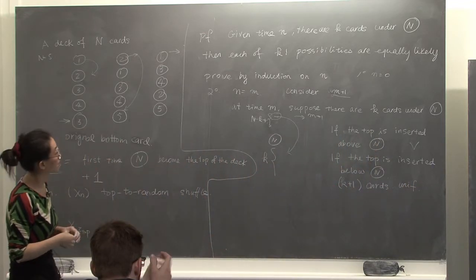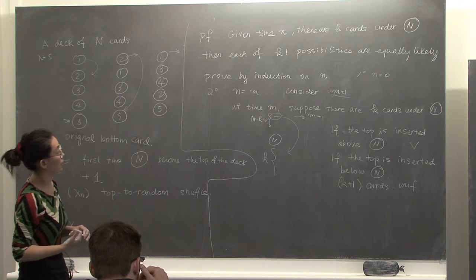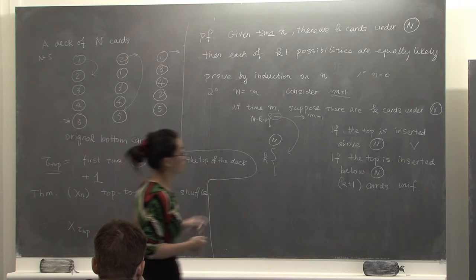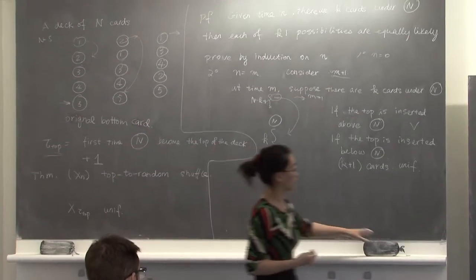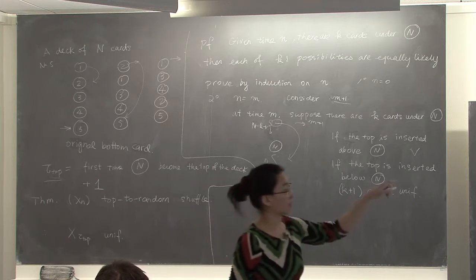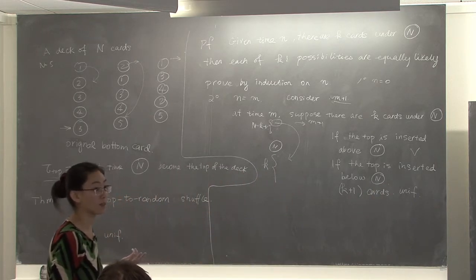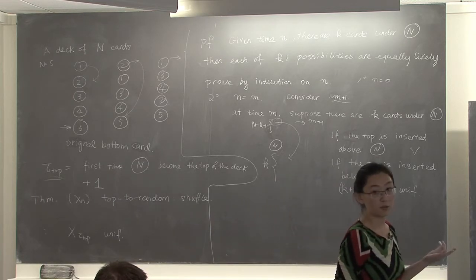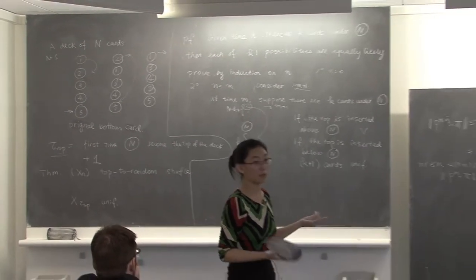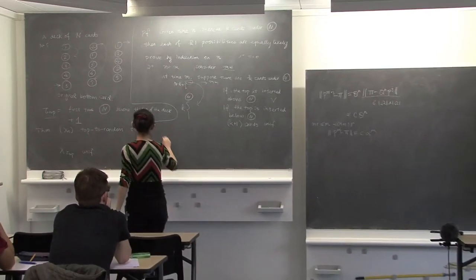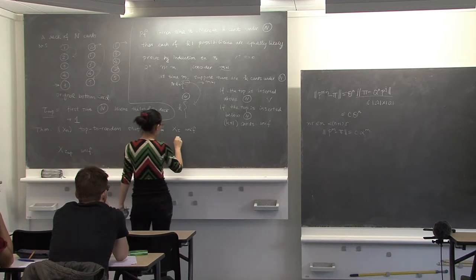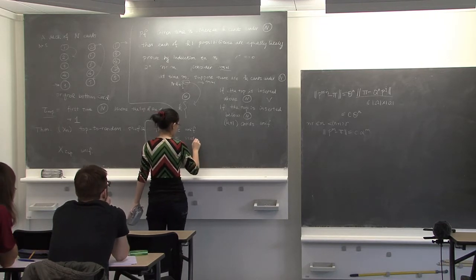So this proves the claim. The claim says, given a time n, suppose there are k cards under the original bottom card, then these k cards are uniform. We prove it by induction on the number n. And this also shows that at this special time tau, the deck is uniform. Here we can also see that the stationary measure for this Markov chain should be the uniform measure, because for time long enough, the Markov chain will become uniform. So in this theorem, we see that x tau is uniform, and the stationary distribution pi is the uniform measure.